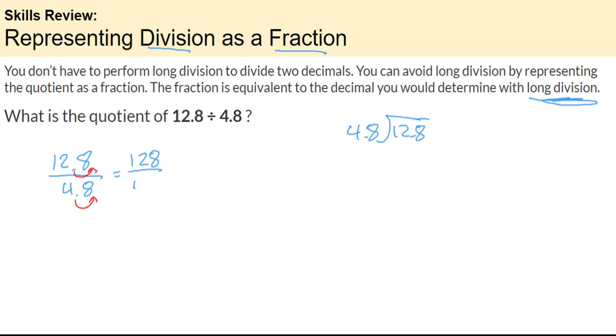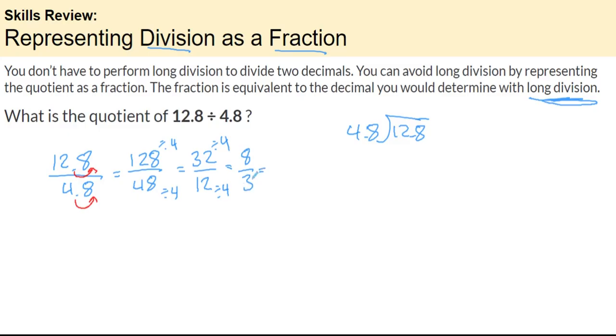128 divided by 48. Okay, and then we could just simplify these two numbers, right? I know I can divide both of them by 4. Let's see what happens if I divide both of these by 4. So 128 divided by 4, that will give me 32. And then 48 divided by 4, that will give me 12. I can divide again. I can divide both of them by 4 again. So this is just repeated division. But if you divided by 8, you probably would have got there a lot quicker, but that's okay. 32 divided by 4 is 8. 12 divided by 4 is 3.